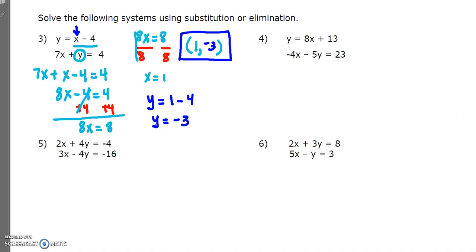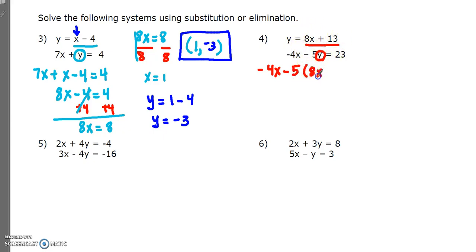Okay, the next one, again, let's look at what we have. It looks like, again, I'm probably going to do substitution because I have a y value by itself. So I'm going to take this information here and replace my y in the other equation with that. So I'm going to have a negative 4x minus 5 times all of this information right here.